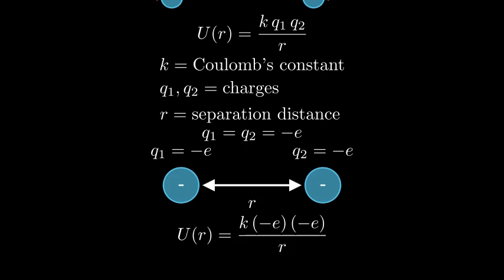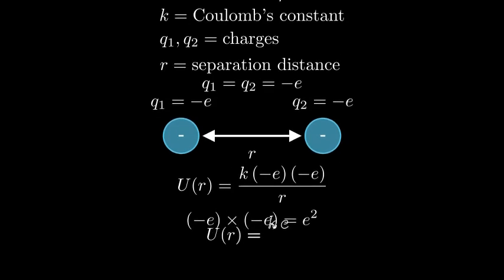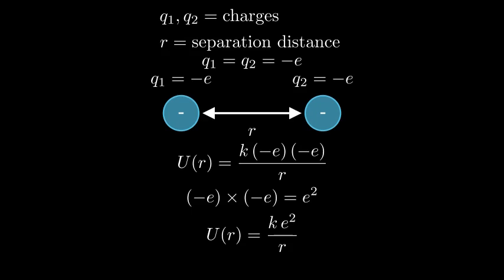Now, let's simplify this expression. When we multiply negative e times negative e, we get positive e squared. So our potential energy function becomes U(R) = k·e² / R.